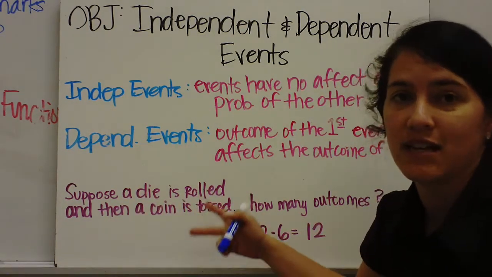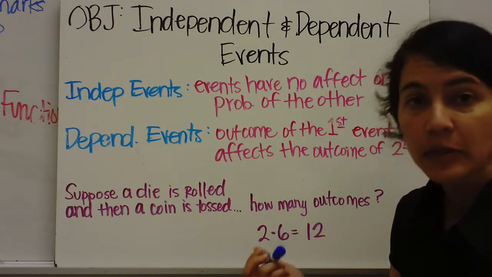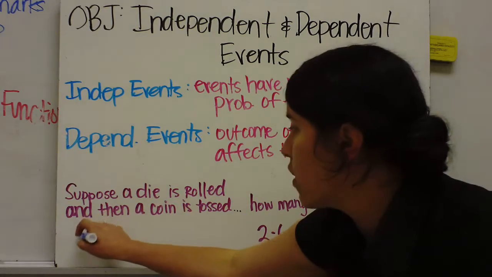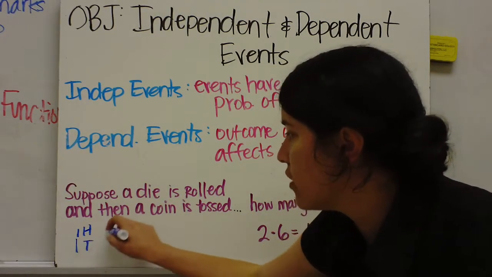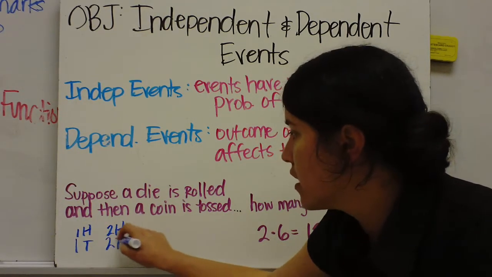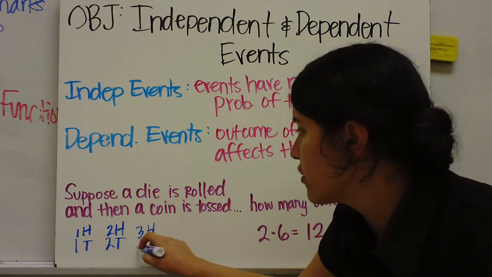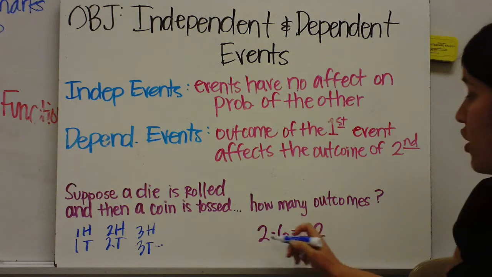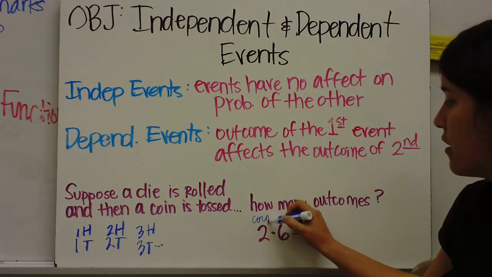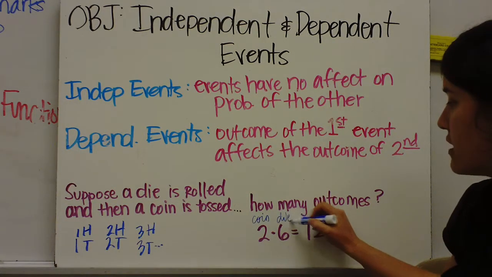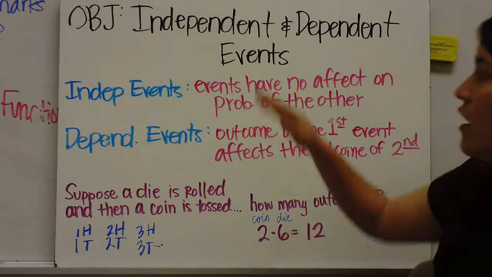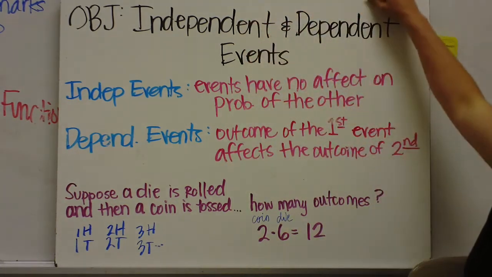Those are independent events. So to find the sample space, you would have to pair them all up. So you would have a 1 with heads and a 1 with tails, and a 2 with heads and a 2 with tails, a 3 with heads and a 3 with tails, and so forth. Or you could multiply. There are 2 outcomes for the coin, and there are 6 outcomes for the die, so there would be 12 outcomes altogether. So we're going to deal with independent and dependent events.